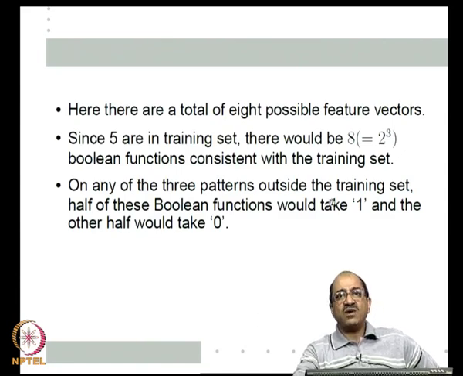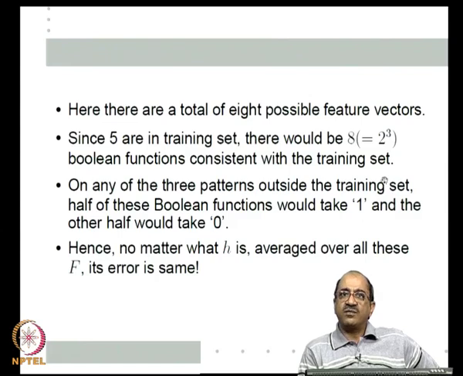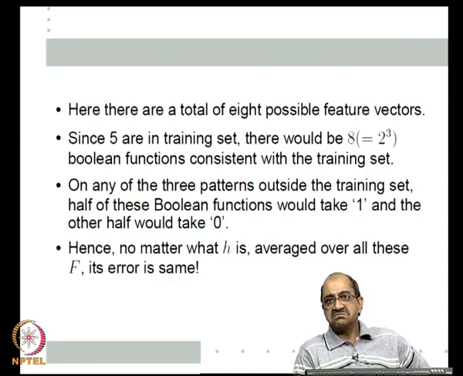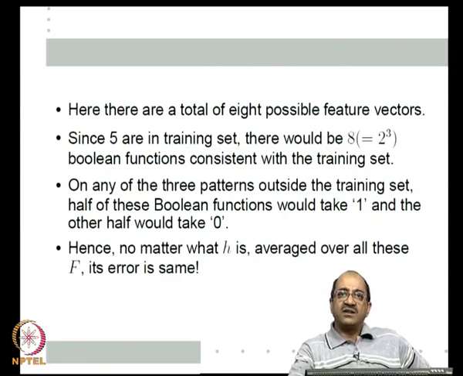This is essentially what the no-free-lunch theorem says. No matter what h is, averaged over all these f, its error is the same, and hence no learning algorithm is better than another if we average over all f.